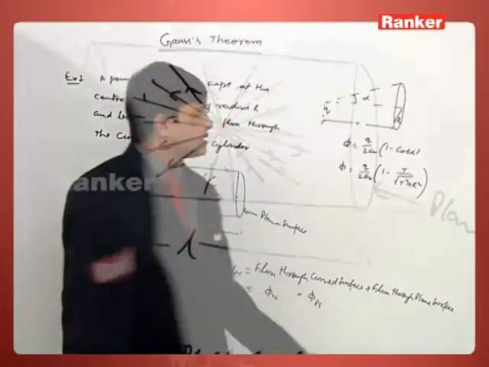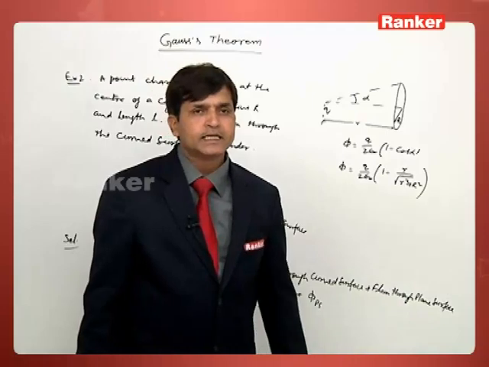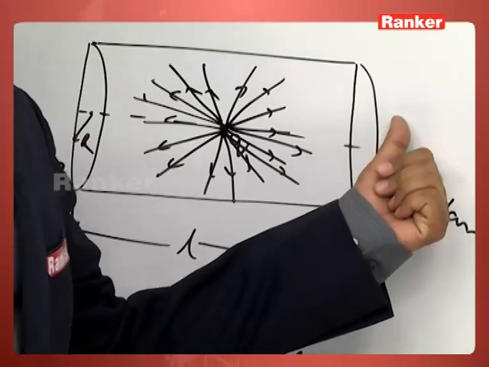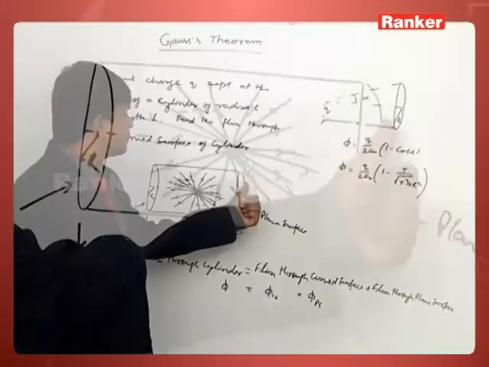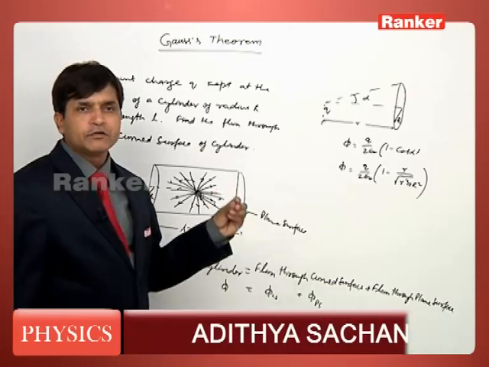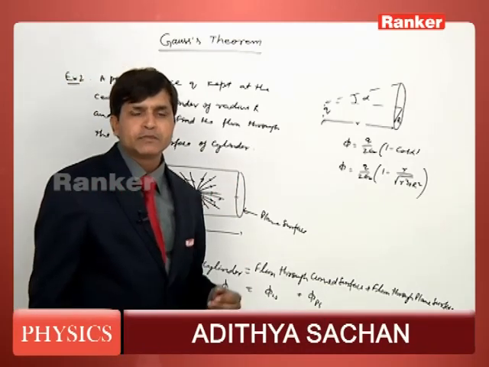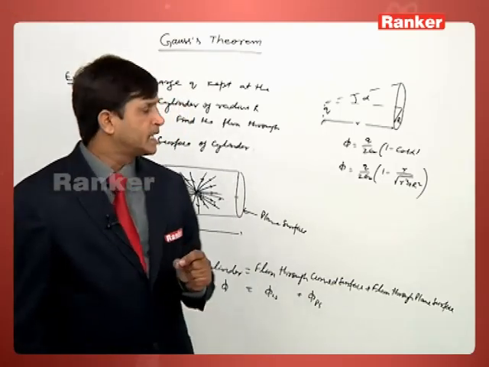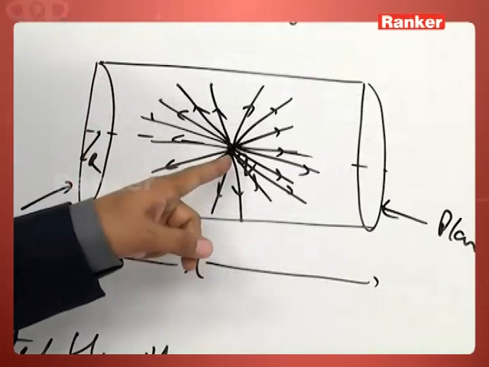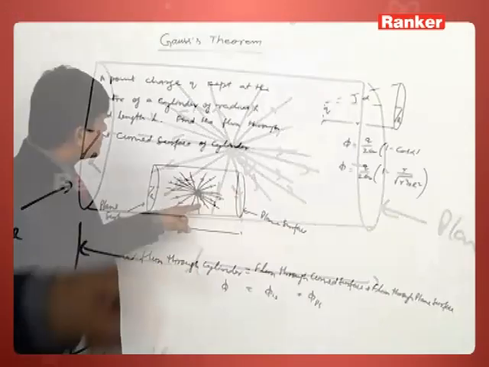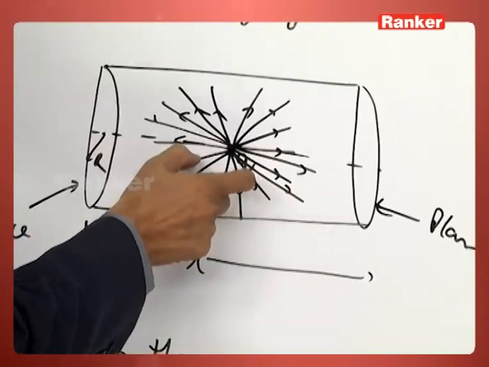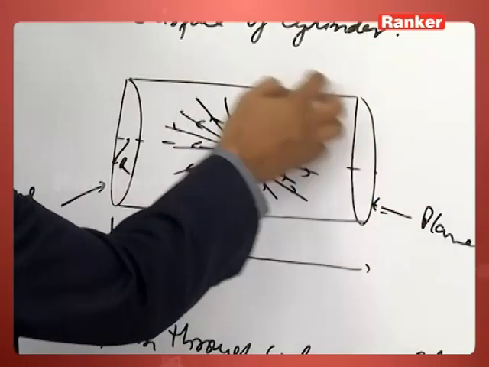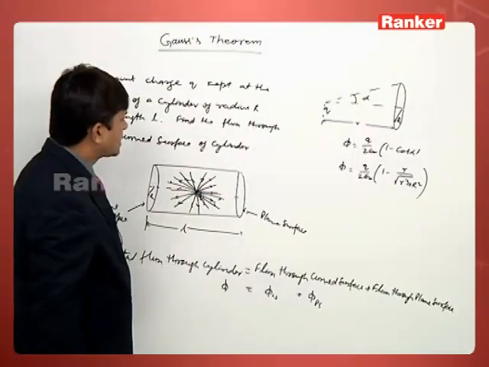So first of all, since the point charge is kept inside the cylinder, and as we know from the property of electric lines of force, the number of lines of force originating or terminating at a charge is given as Q by epsilon naught. So here the point charge Q is kept, and all the lines this charge is producing will pass through the whole area of the cylinder.